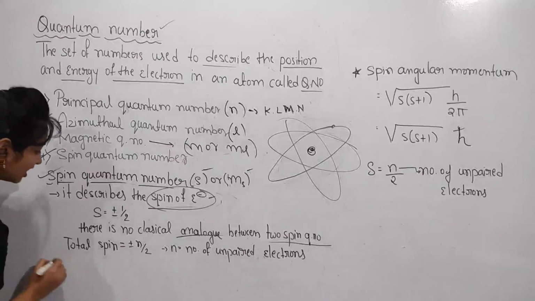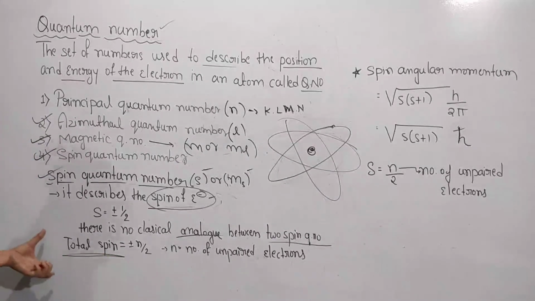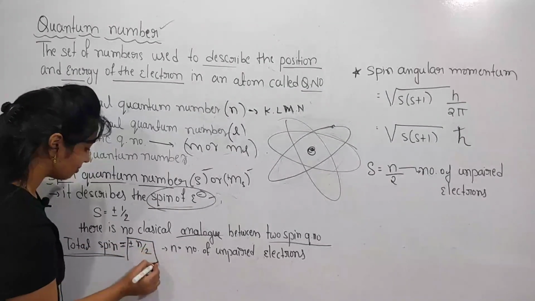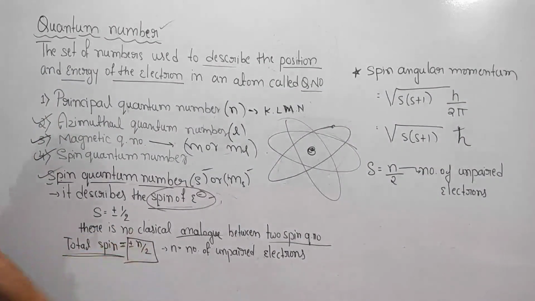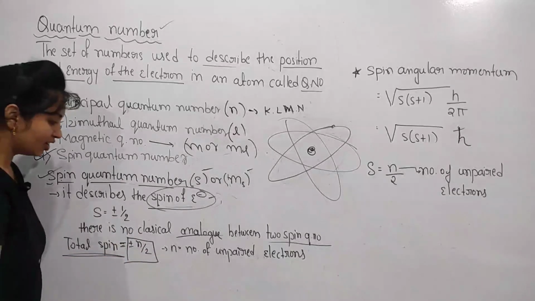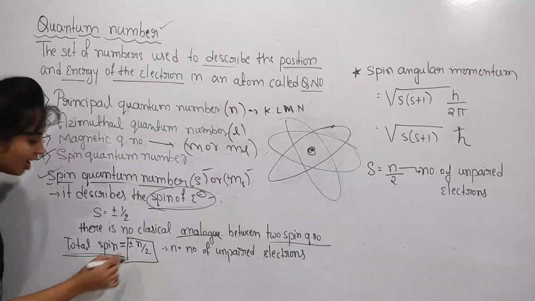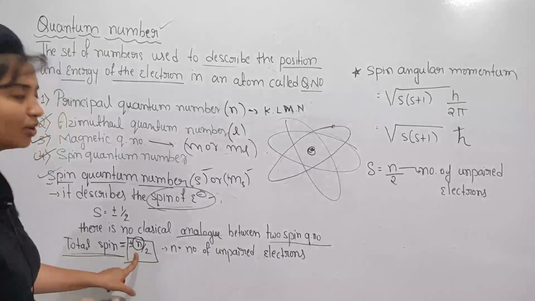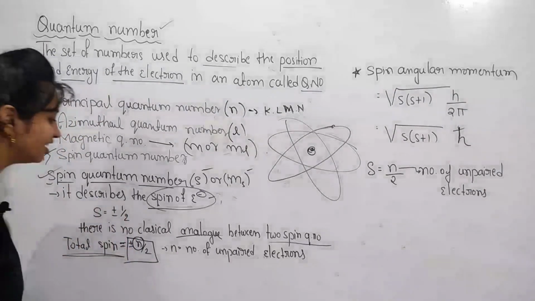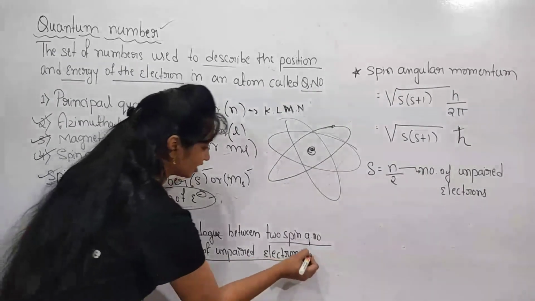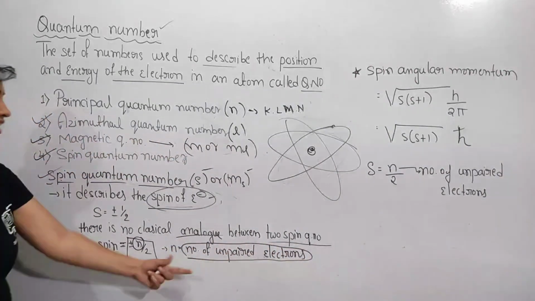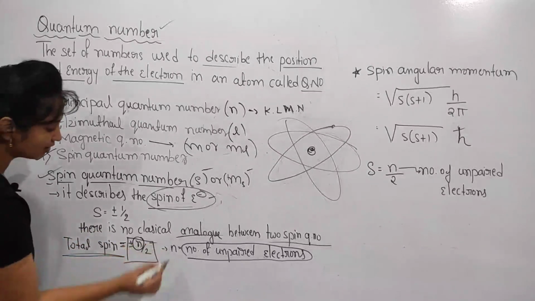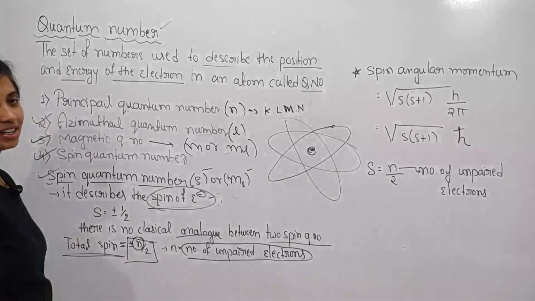Next, if we calculate the total spin, we write the formula plus or minus n by 2. Do not be confused about this total spin: n here is not the principal quantum number. What is the n? N is the number of unpaired electrons. If we calculate the total spin, the formula is plus or minus n by 2.